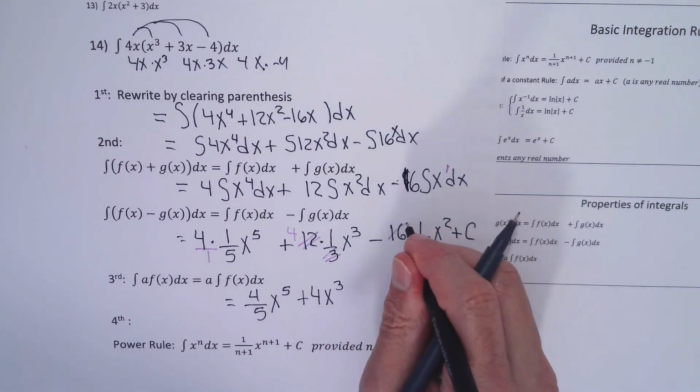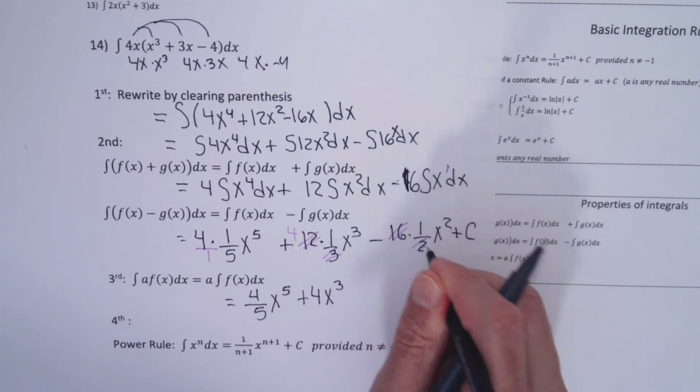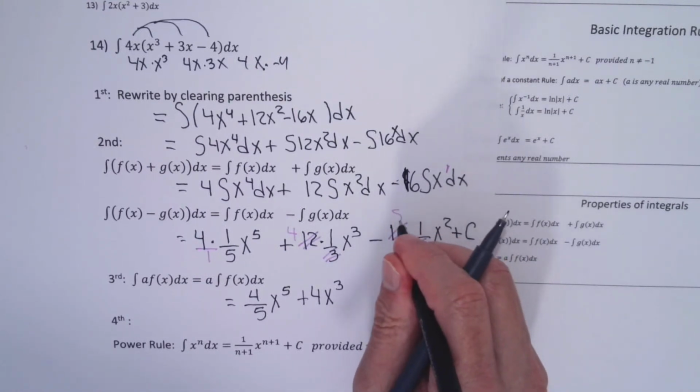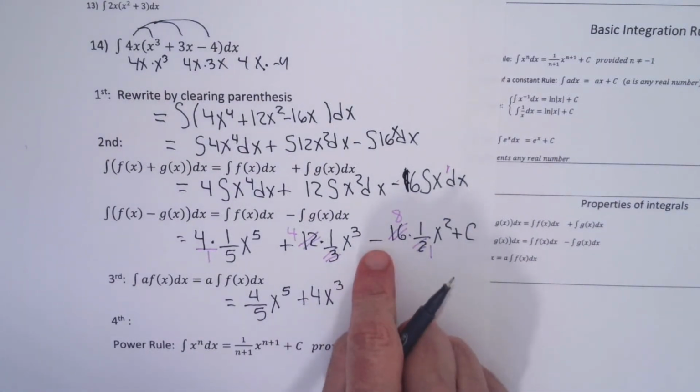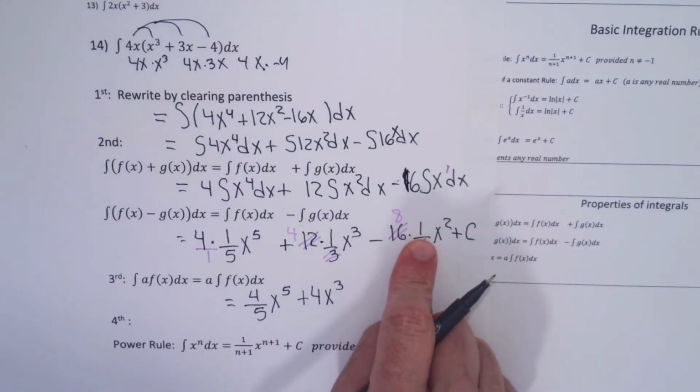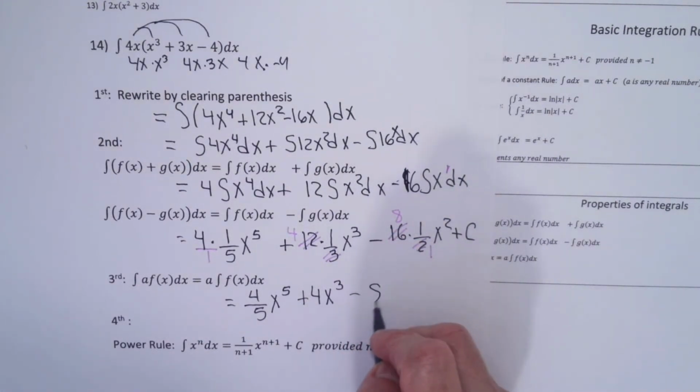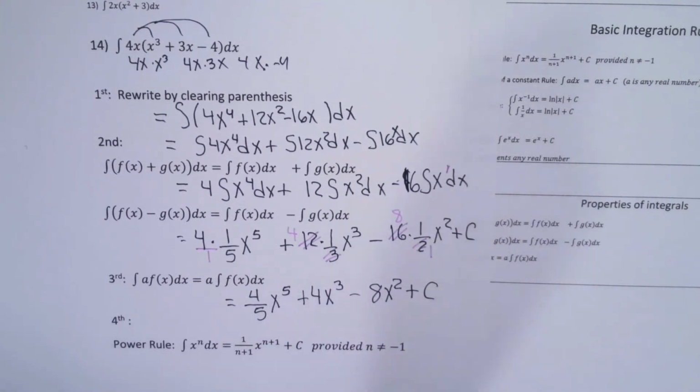Third, also canceling. 16 cancels with the 2. The 2 becomes a 1. The 16 becomes an 8. Technically, I have negative 8 times 1 x squared. That's going to give me a negative 8x squared. And I still have the plus c tagging along. And that's everything for 14.